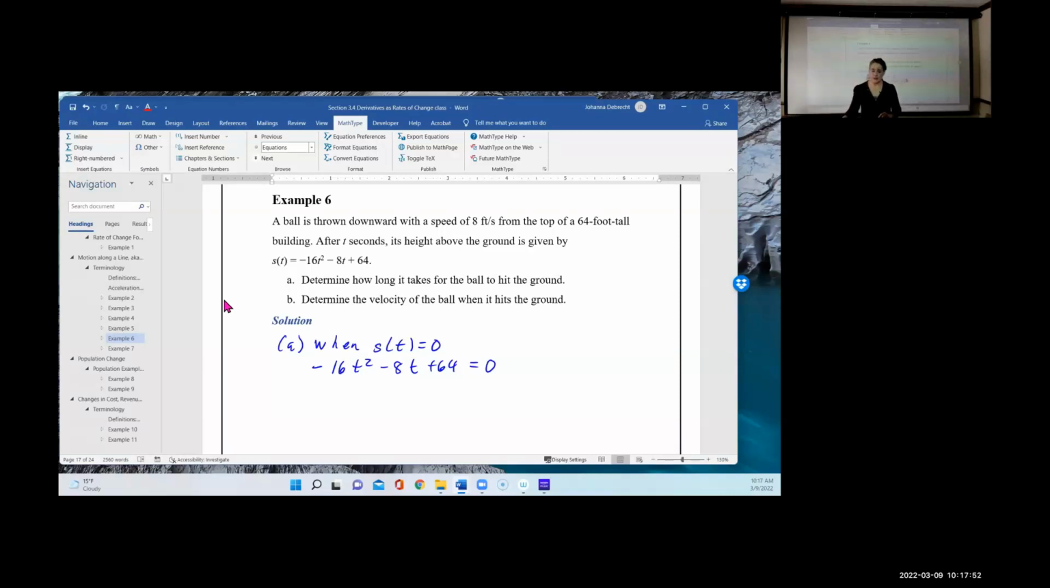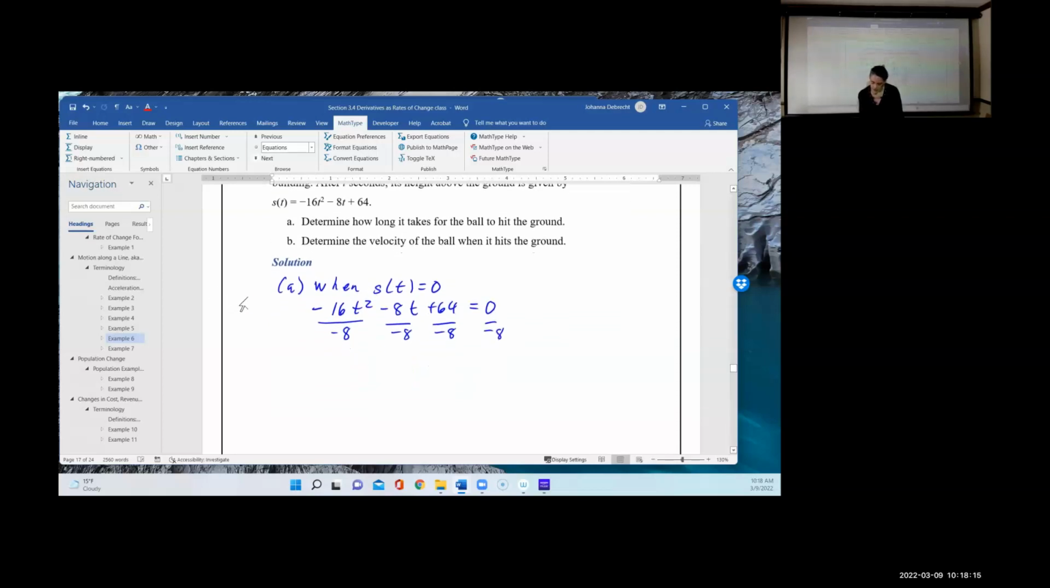What would be the first thing you do? And factor. I would take out something. What would I take out? 8. Yeah, I'd take out not just 8, but I'd take out a negative 8. I want my leading coefficient to be positive, and so I would take out the negative 8, and that would leave me with 2t squared plus t minus 8 equals 0.